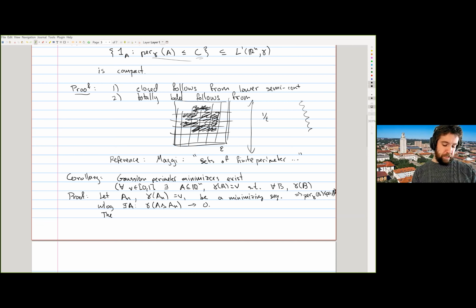According to the exercise that I wrote before, the perimeter of A is smaller than the lim inf of the perimeters of A_n. Also, because these measures are converging, the measures of the differences are converging to 0, so the measure of A is equal to V. And because it's smaller than the lim inf of the perimeters of a minimizing sequence, it must be minimal. So compactness plus lower semi-continuity tells you that you have minimizers.